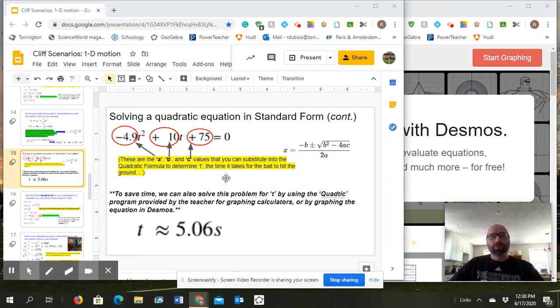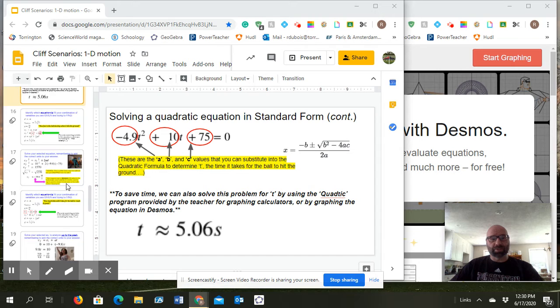So you can use a simple program on a graphing calculator, or there's various things you can find online for free that'll do that calculation for you once you put your equation in standard format, where your a value is the coefficient of the squared term, your b value is the coefficient of your unknown, and then your c value is your constant. So when we did that, we got that the time for the ball to hit the water was 5.06 seconds. So I want you to remember that, because when we go to Desmos, you're going to see how that'll show up in the graph later on.